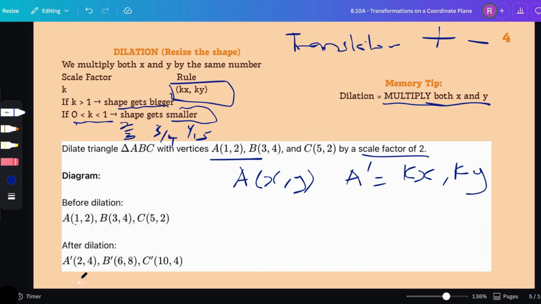So that will be 1 times 2, that's 2. 2 times 4, that's 4. 3 times 2 is 6. 4 times 2 is 8. 5 times 2 is 10. 2 times 2 is 4. So that is what dilation is all about. So you realize that the shape of this one now will be bigger. This prime triangle, the one that we've dilated, will be bigger than the smaller one, the first one, because we are multiplying by 2, which is greater than 1. So the shape will be bigger. So that is all about dilation.